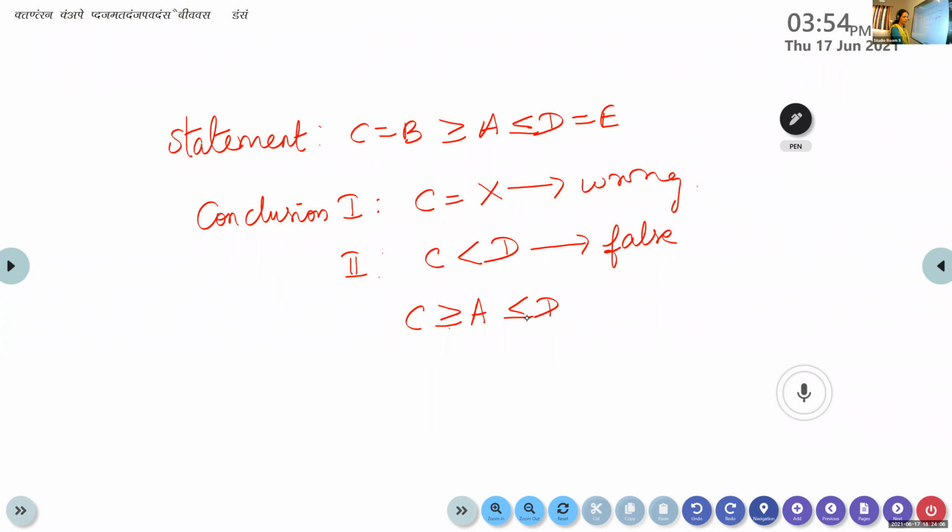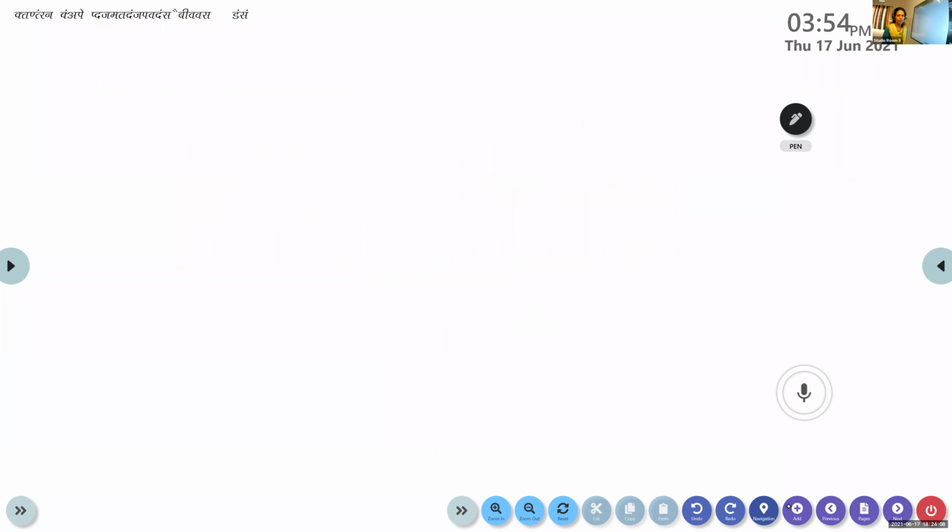Now write the next statement. P greater than Q, comma, T. P is greater than Q and T. T less than or equal to R, less than S. This is the next one. Okay, this is the first one: P is greater than Q. Second one: T less than or equal to R, less than S. S is greater than P.